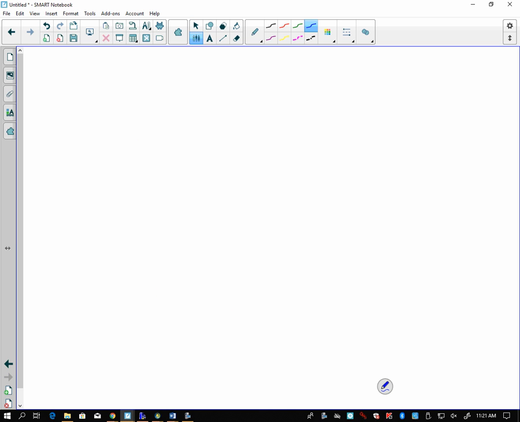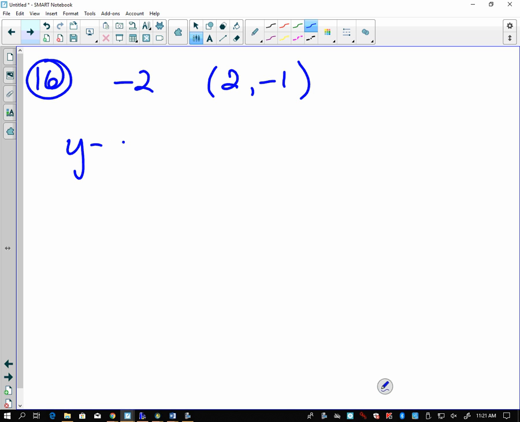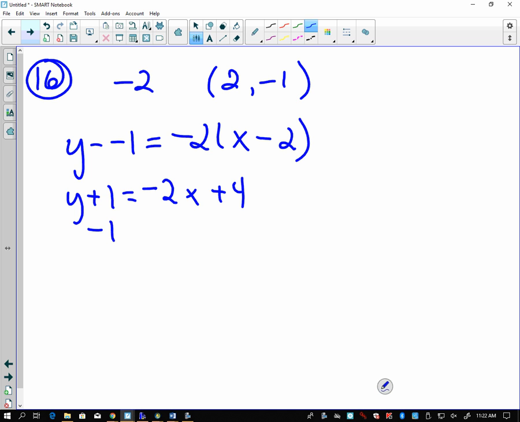All right, 16. Here's the point-slope form to find the general form of the equation, which we're not going to do, whose slope is -2 and passes through 2, -1. So slope is -2. It goes through 2, -1. So all we have to do is y minus -1 equals -2 times x minus 2. Okay? Y plus 1 equals -2x plus 4. Subtract 1, y equals -2x plus 3. Okay, this is 16.